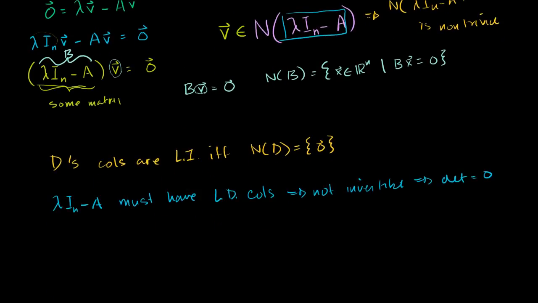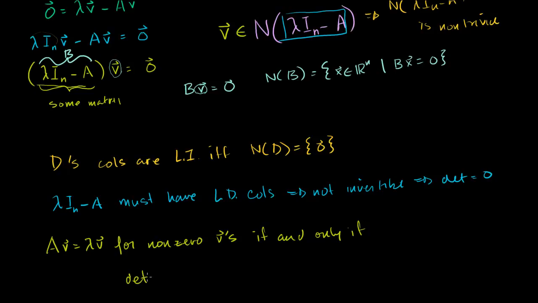So the determinant, let me write this. So if and only if Av is equal to lambda v for non-zero v's, if and only if the determinant of lambda times the identity matrix minus A is equal to 0. The determinant is just a scalar. And so that's our big takeaway.